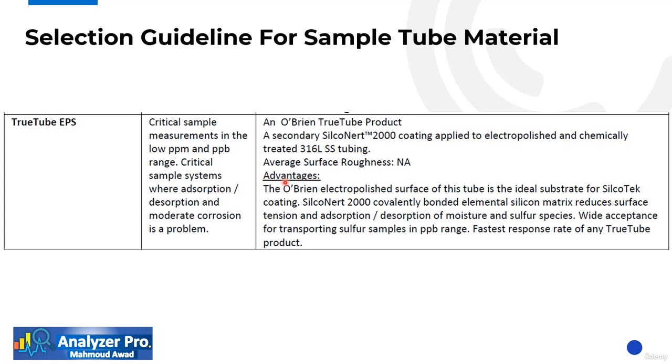Its advantages are that the O'Brien electropolished surface of this tube is the ideal substrate for Silcotech coating. Silconert 2000 covalently bonded elemental silicon matrix reduces surface tension and adsorption and desorption of moisture and sulfur species. Wide acceptance for transporting sulfur samples in part per billion range. Fastest response rate of any TrueTube product.